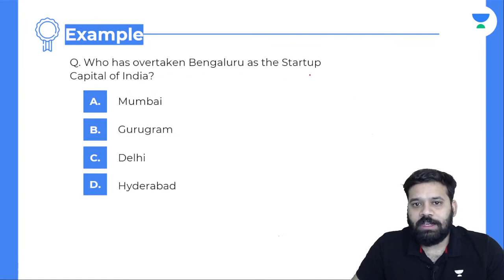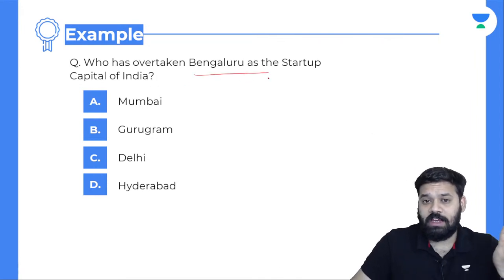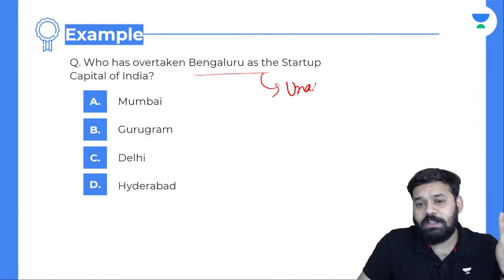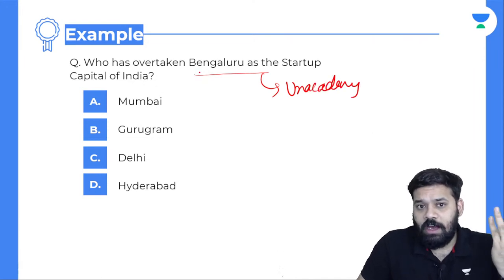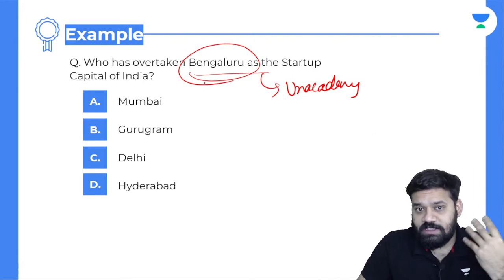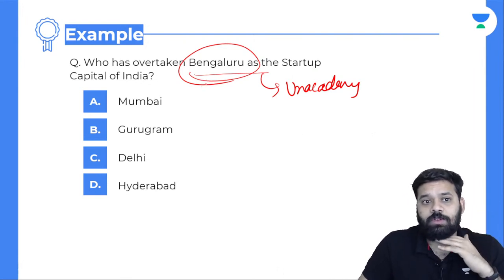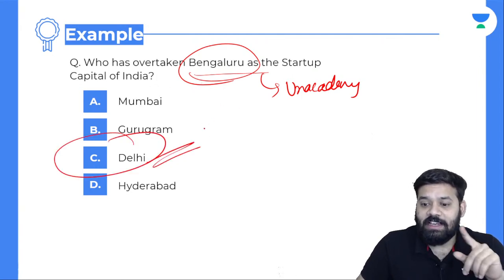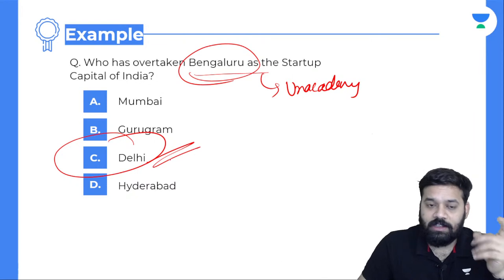Who has overtaken Bengaluru as the startup capital of India? So which is that city that has overtaken Bengaluru? Bengaluru is the startup capital of India. It is from Bengaluru that Unacademy is functioning. Correct? Bengaluru has given birth to a lot of startups. But which is the city that has overtaken Bengaluru as the startup capital of India? Delhi. Yes, right. Delhi has more number of startups.